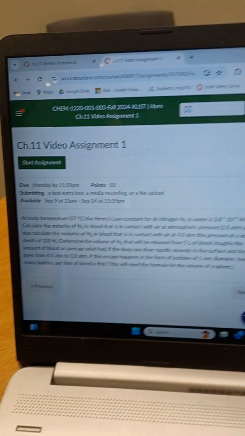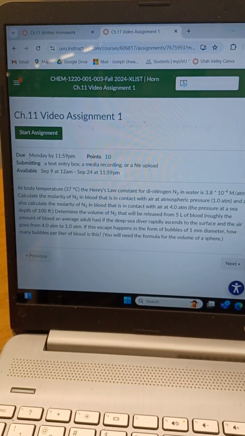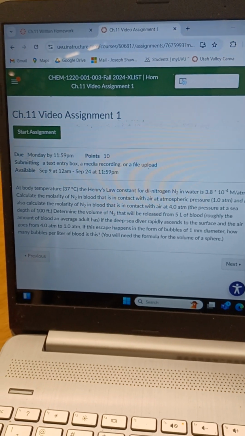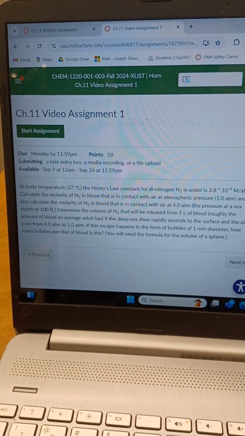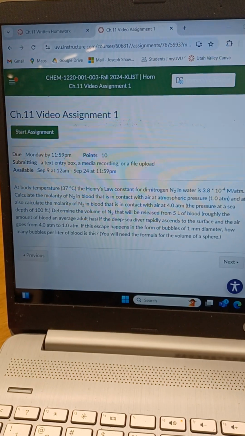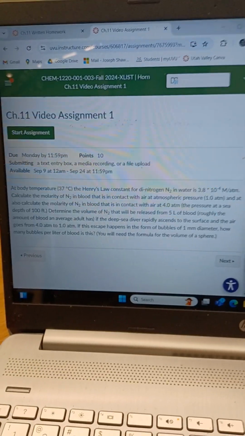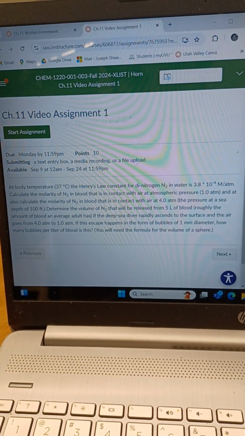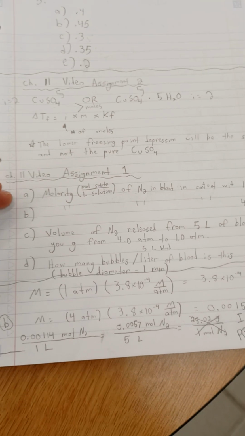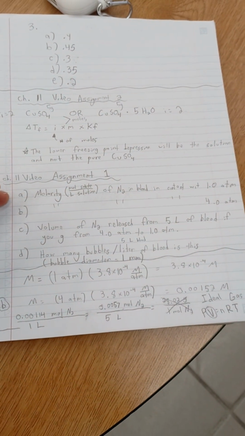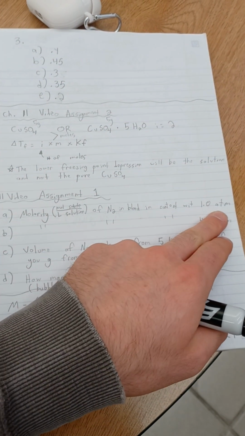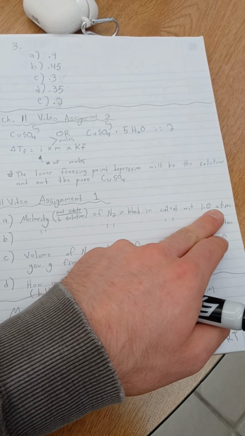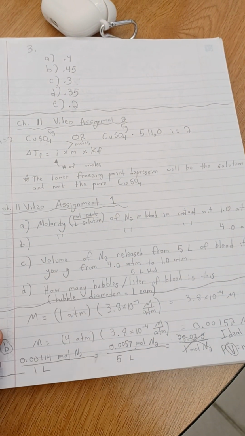Okay, so this is for Chapter 11, Video Assignment 1. With all the information that's given, the first thing it asks us to calculate is the molarity of N2 in blood that is in contact with air at atmospheric pressure. So, we're going to do that. Here I have part A, in contact with 1.0 atmospheres. That's normal atmospheric pressure.